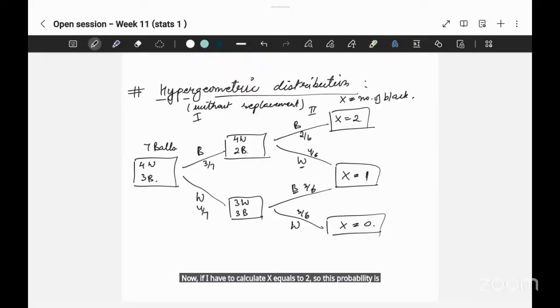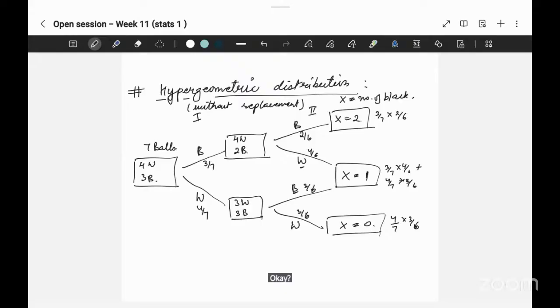Now, if I have to calculate x equal to 2, this probability will be 3/7 into 2/6. Similarly, for x equal to 1 it will be 3/7 into 4/6 plus 4/7 into 3/6. So these are my probabilities of getting the number of black balls in an experiment.